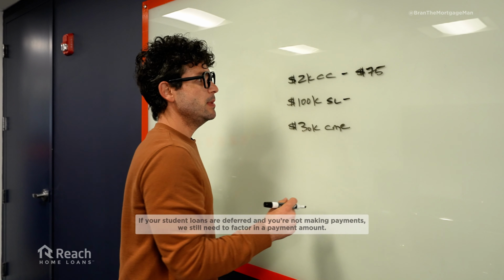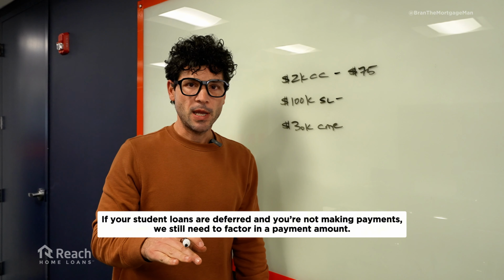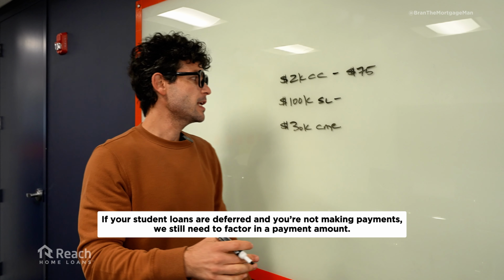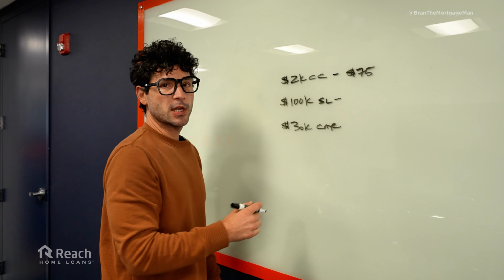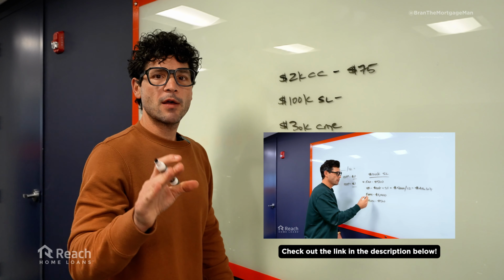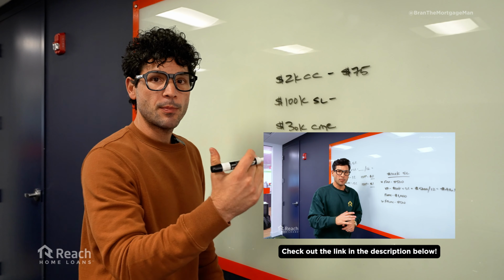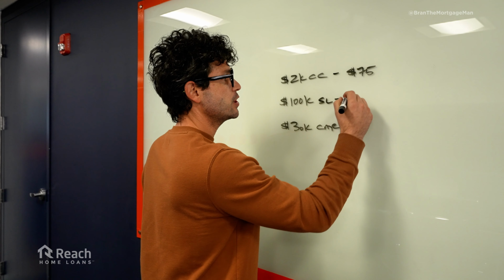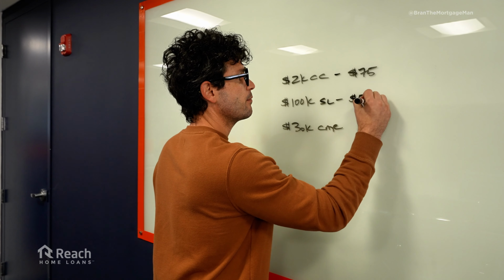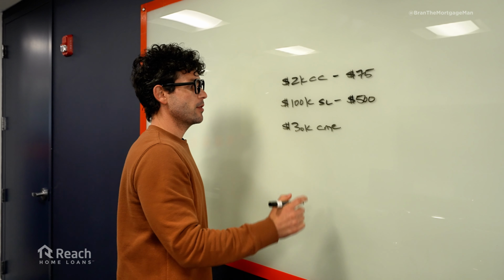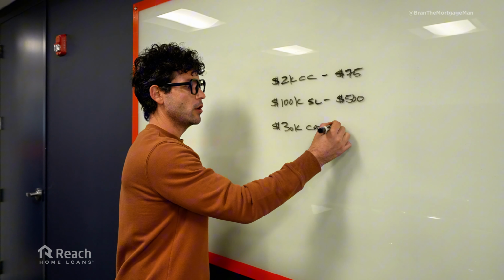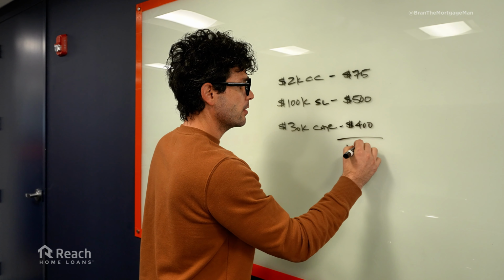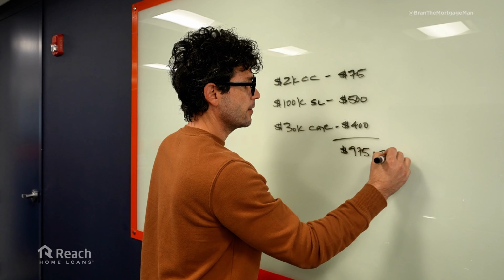$100,000 in student loans, maybe these student loans are deferred. You're not making any payments. Well, we're going to use some sort of payment on that realistically. So let's just say that we're going to use 0.5% because we're doing an FHA mortgage. And check out my videos on how student loans are calculated depending on the type of loan you're obtaining. But in this case, let's just say that we're doing an FHA loan and we would use 0.5%, which would be $500 per month. And then you have a $30,000 car loan, but your payment on that car is $400. So we would take these, add them together, is $975 per month.